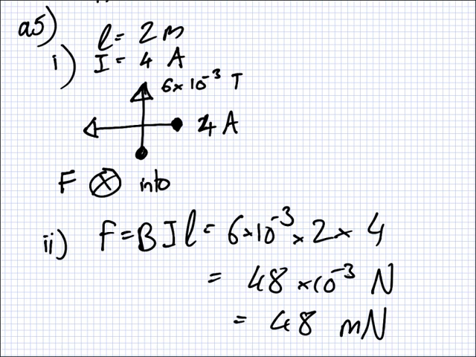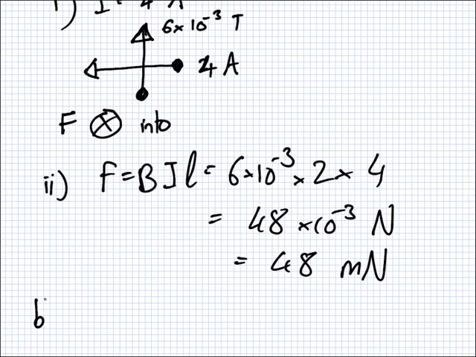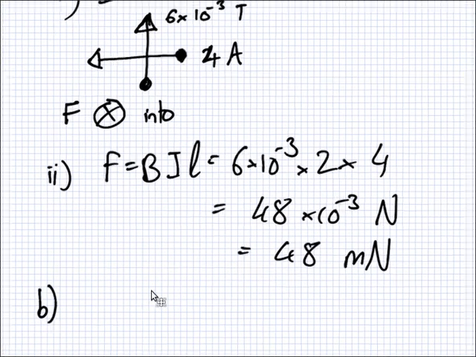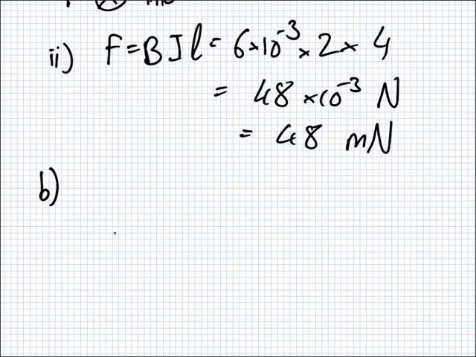B. A current carrying wire creates a magnetic field. Sketch the magnetic field produced by the wire if the current is flowing perpendicularly into the page. Right. Now you see, this is why I had you do all those drawings in your notebook, because you get these in the exam. So the current is going into the page.